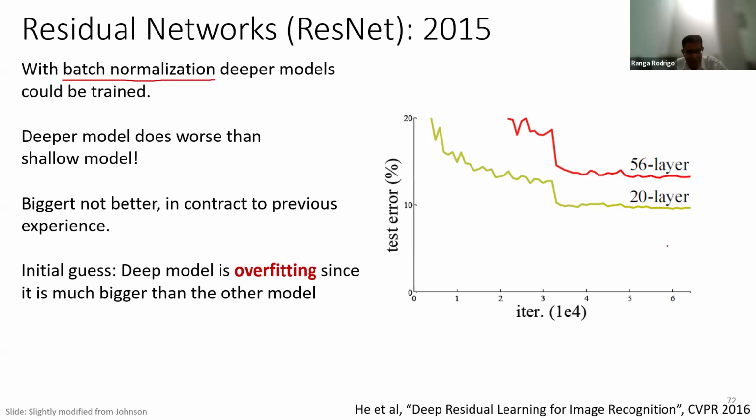The initial guess was overfitting. Here this is the number of iterations, how many times you run the images through the network, and this is the test error. The test error for the 20-layer network is less compared to the much deeper 56-layer network. So this they observed. This kind of thing happens if you overfit. Overfit means the network remembers the training images so much that when you give a test image, it does not do so well. This kind of thing is called overfitting.